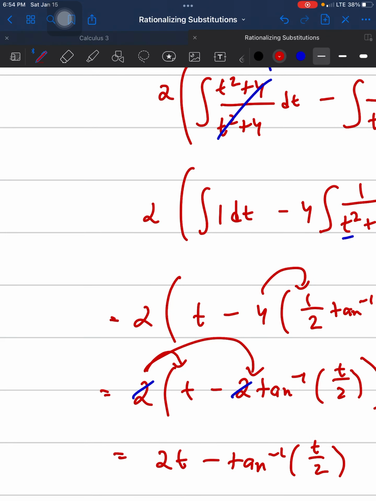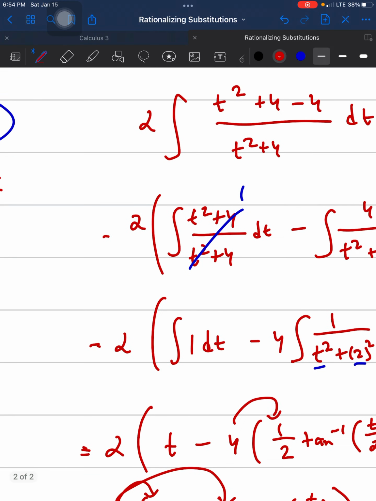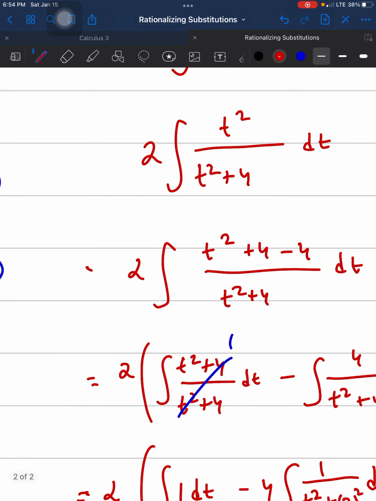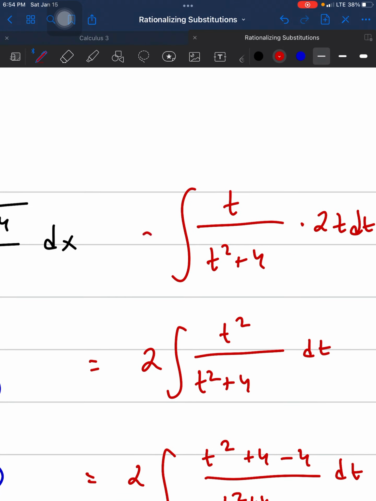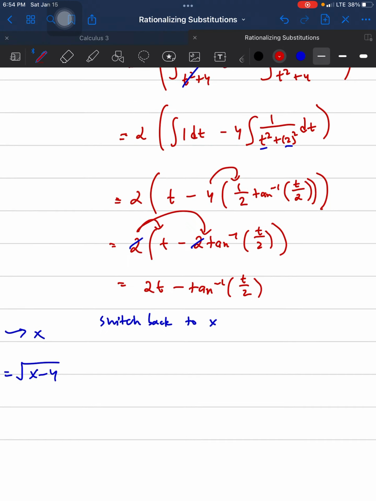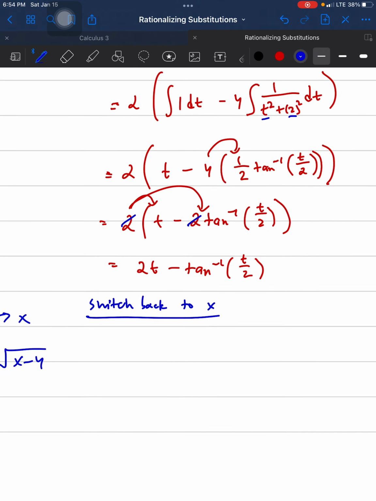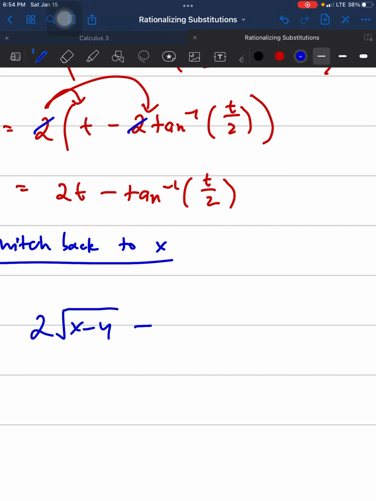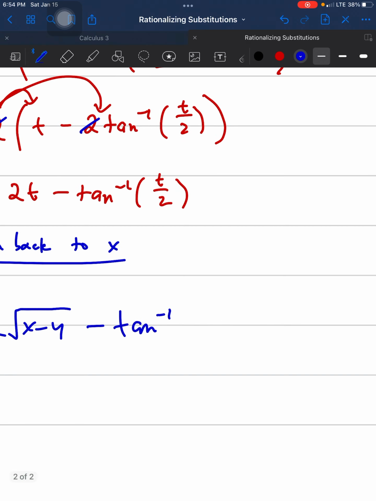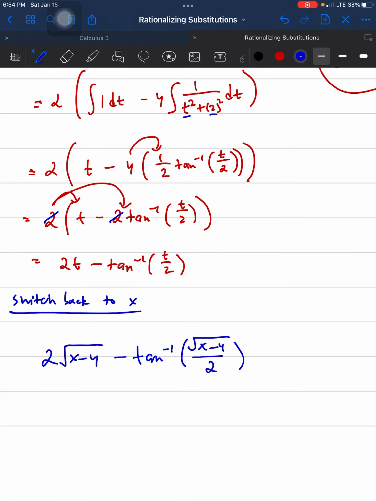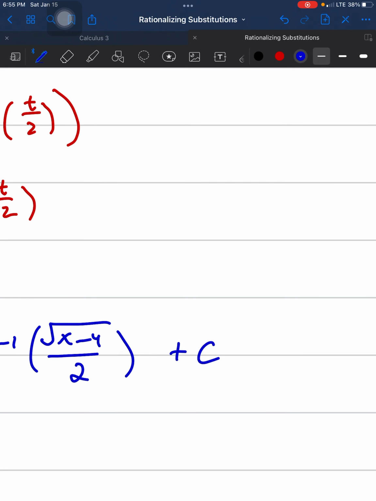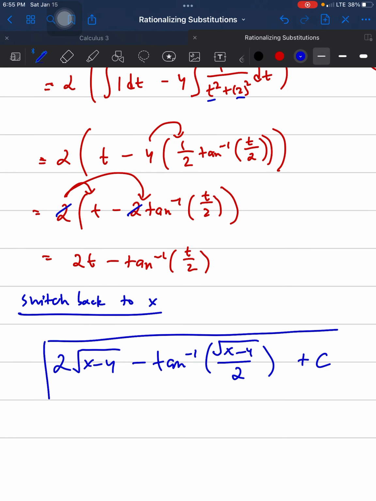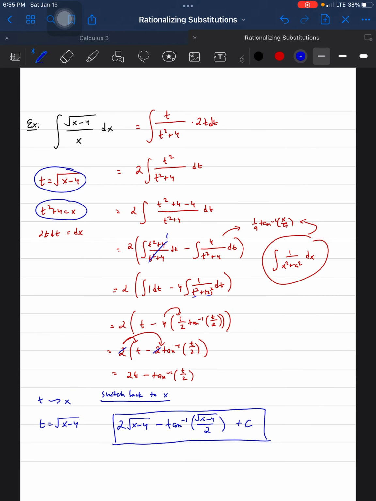Let me just add equal signs here. This is just a continuation. So now we switch back to x, and t is radical x minus 4. So we get 2 times radical x minus 4, minus 2 tan inverse of radical x minus 4 over 2. And then this is an indefinite integral, so plus c. And this is our final integral.